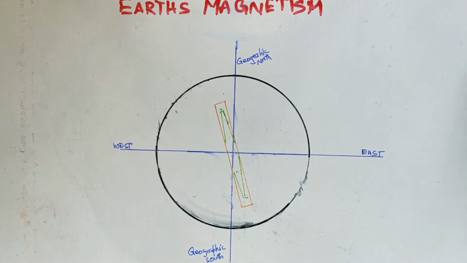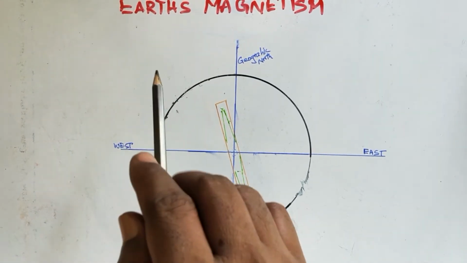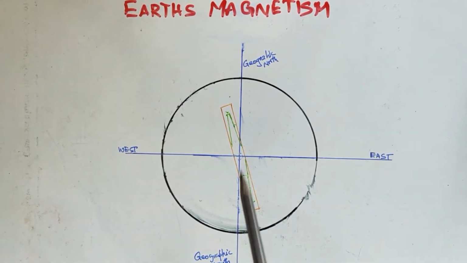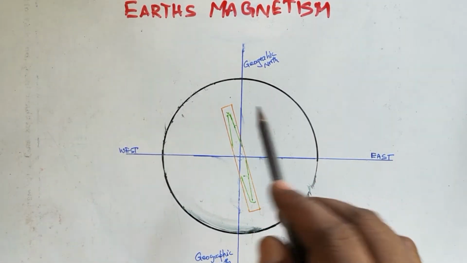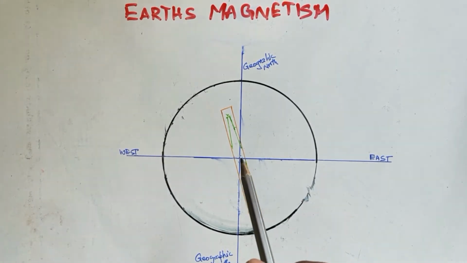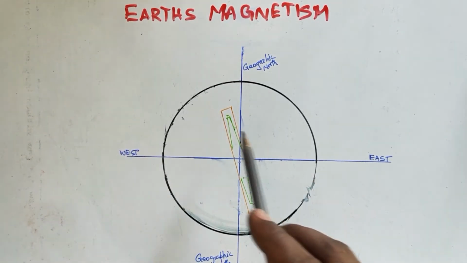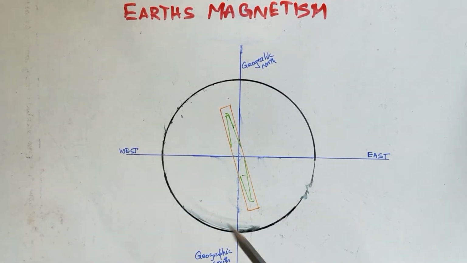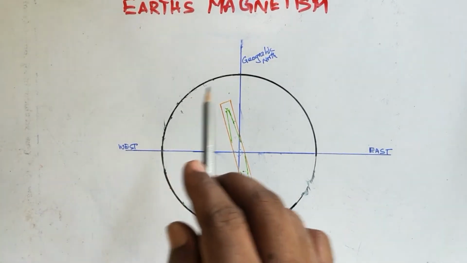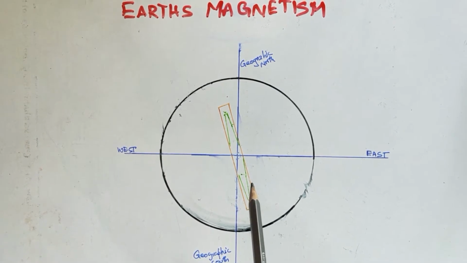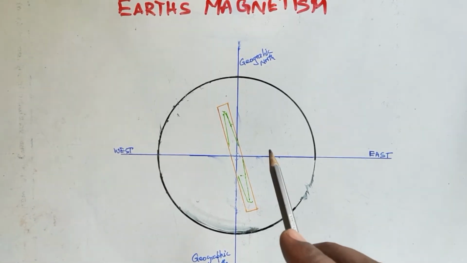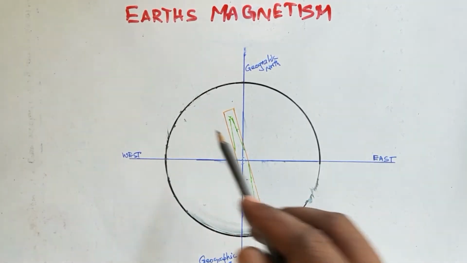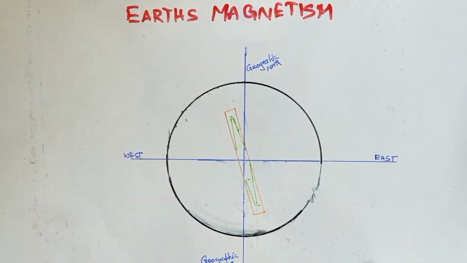In continuation of the topic magnetism, now let us learn about what is Earth's magnetism. The branch of physics which deals with Earth's magnetism is called terrestrial magnetism or geomagnetism. Now let us do an activity to understand what is Earth's magnetism and certain terms to understand Earth's magnetism. We know that Earth is spherical in shape and it rotates around its own axis.